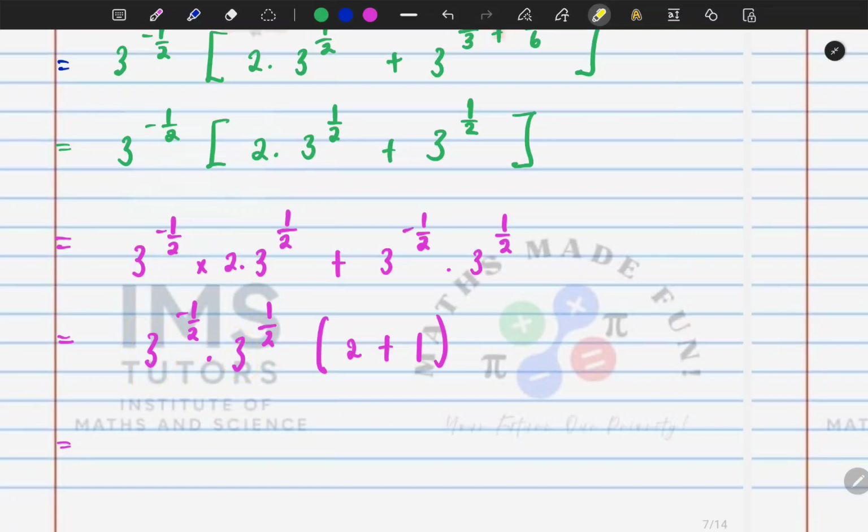You add the exponents. So what is negative 1 over 2 plus 1 over 2? It's essentially 0. So you are going to have now 3 raised to the power of 0 times 3, and anything to the power of 0 is 1. So your final answer is going to be 1 times 3, which is 3. So this is your final answer.